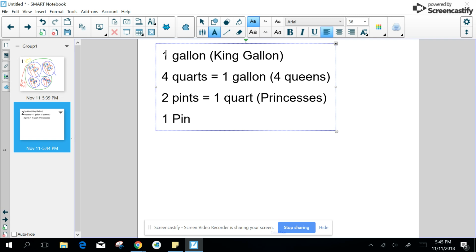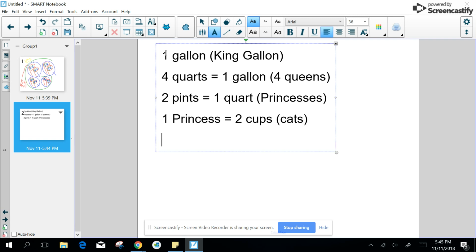Each princess is equal to 2 cups. And the cups represent cats. And 1 cup is equal to 8 fluid ounces. And we write this FL OZ.